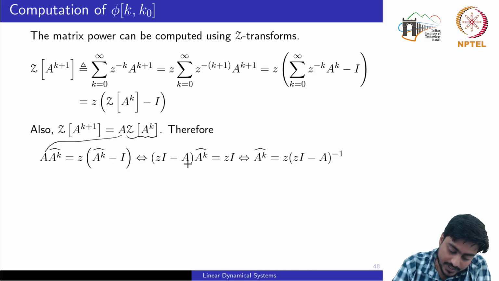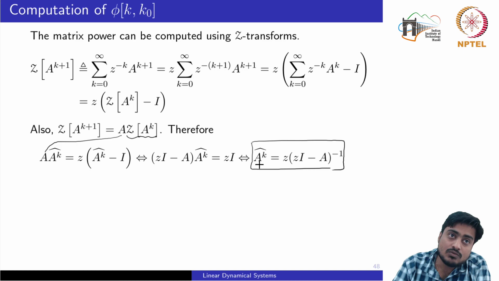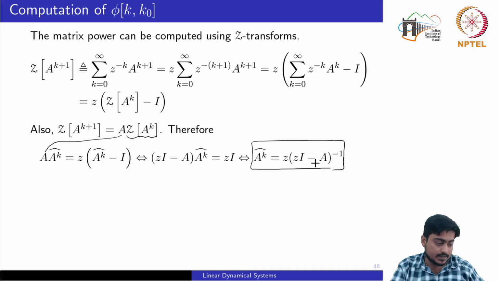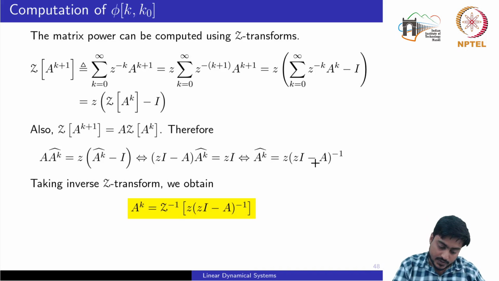So after simplifying all this, I finally get that the Z transform of A to the power k is given by z times the inverse of zI minus A. Okay. So taking the inverse Z transform, we obtain A to the power k as the inverse Z transform of this whole part.